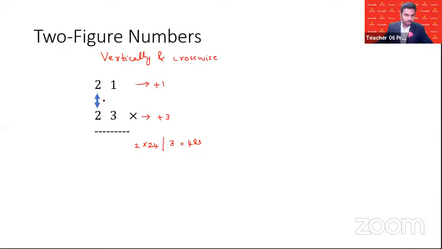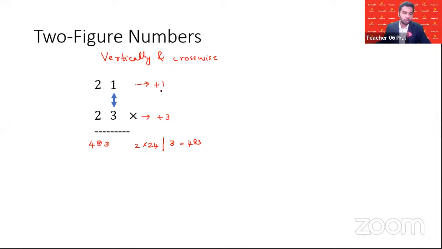So the first step is the vertical step, where we multiply 2 times 2. What is the answer? It is 4. Now you do crosswise. In crosswise, you have to multiply 2 times 3 and 2 times 1 and add these up. So that will be 6 plus 2, which is 8. And the final step is to do again vertically, which is 3 times 1. So the answer is directly available to you, 483.